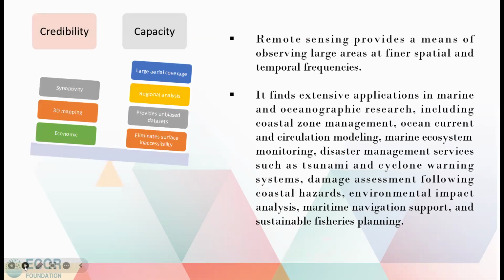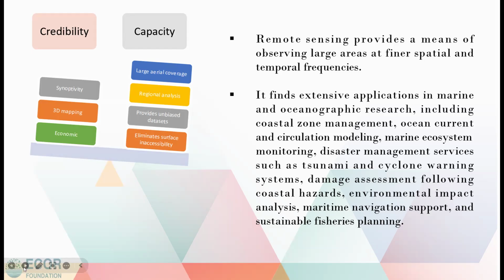So here is the remote sensing credibility and capacity. Remote sensing lets us observe vast areas of Earth with incredible detail and frequency. It also plays a vital role in disaster response, helping with early warnings for tsunami, cyclone, and assessing damage after any coastal hazards, and analyzing the environmental impact. Beyond that, remote sensing supports safe maritime navigation and helps plan for sustainable fishing practices as well.